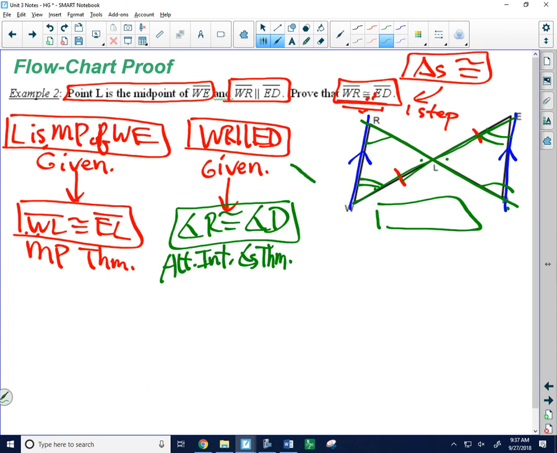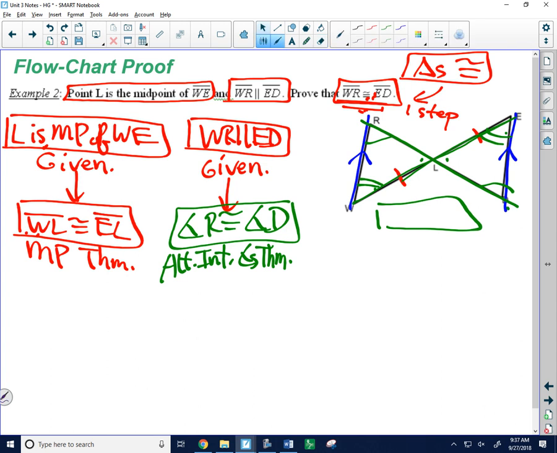If I do alternate interior, I'm going to have an arrow coming from here, and I'm going to say W and E. If I choose to do vertical, I'm not going to have an arrow, and I would just say this angle and this angle, vertical angles. You want to do vertical? Okay, sure. It doesn't matter. Basically the arrow is the only difference.